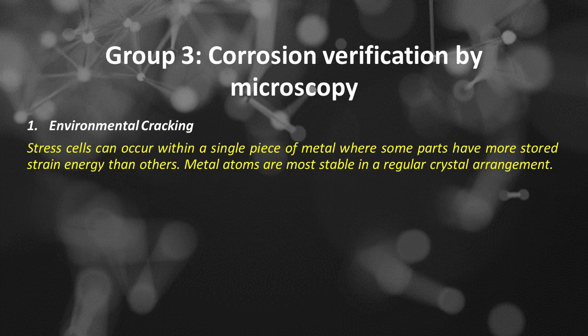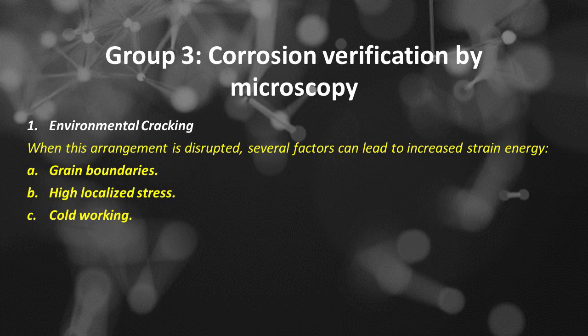Stress cells can occur within a single piece of metal where some parts have more stored strain energy than others. Metal atoms are most stable in a regular crystal arrangement. When this arrangement is disrupted, several factors can lead to increased strain energy. The first is grain boundaries. Second is high localized stress. And the third is cold working.